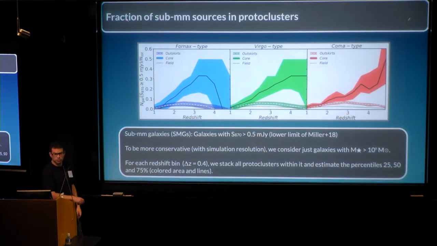So this is the most important result that we obtain. Basically, for each structure in the mock, we quantify the fraction of SMGs compared with the total of galaxies in a given environment, and we track that quantity as a function of redshift. We define an SMG in the simulation as all those galaxies with flux density higher than 0.5 millijansky. This is as a function of redshift, as a function of the environment, and also of protocluster type.